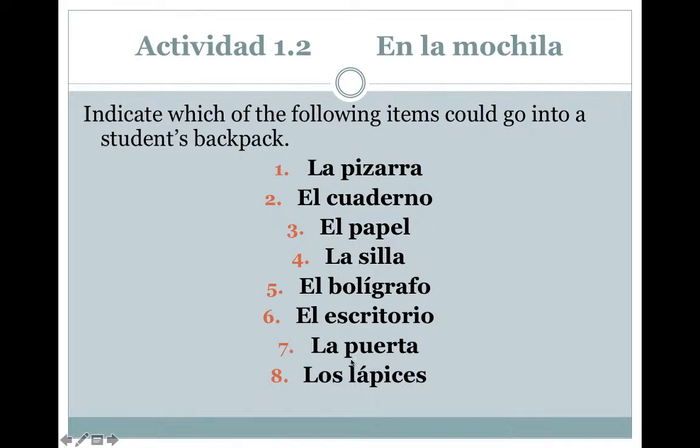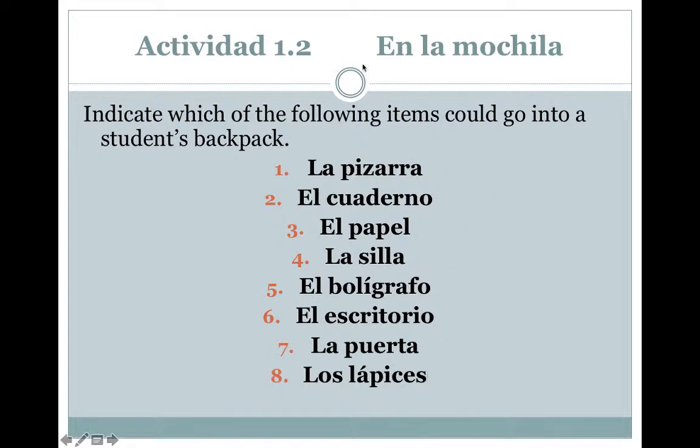So number 7, la puerta, a door. I don't think a door can go into a backpack, so that's probably not going to work. Or la silla, a chair. Probably not going to work. But papel, paper, yeah, that can go in a backpack. Or lápices, pencils, yeah, that can go into a backpack.